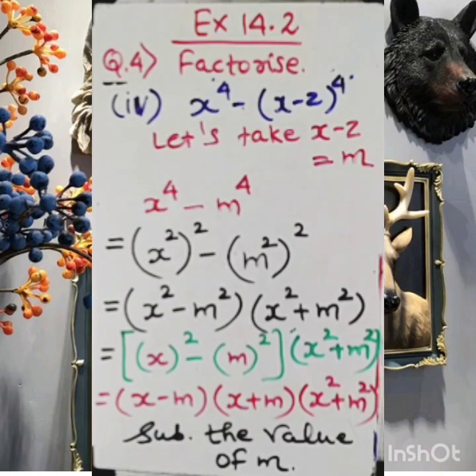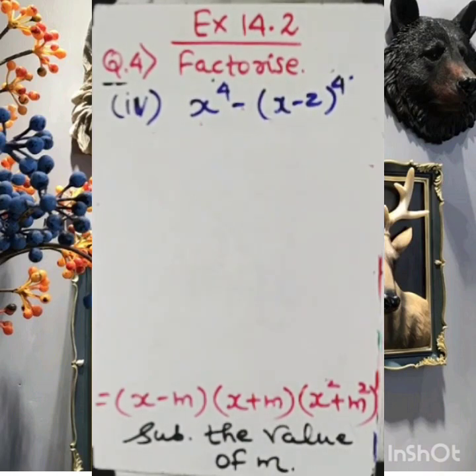So the factors of x square minus m square will be x whole square minus m whole square. So the factors are x minus m and x plus m. And already we had x square plus m square with us. So finally three factors with us are x minus m, x plus m and x square plus m square. Now let's substitute the value of m in each of these factors. Now we are going to substitute the value of m.